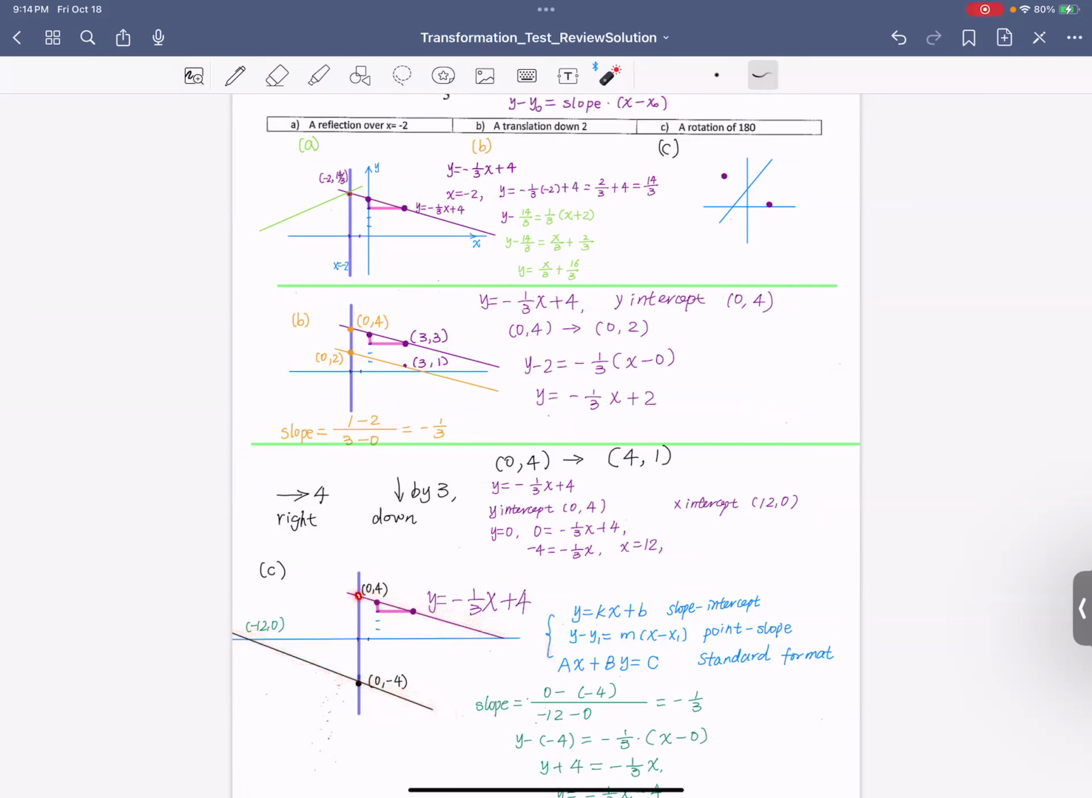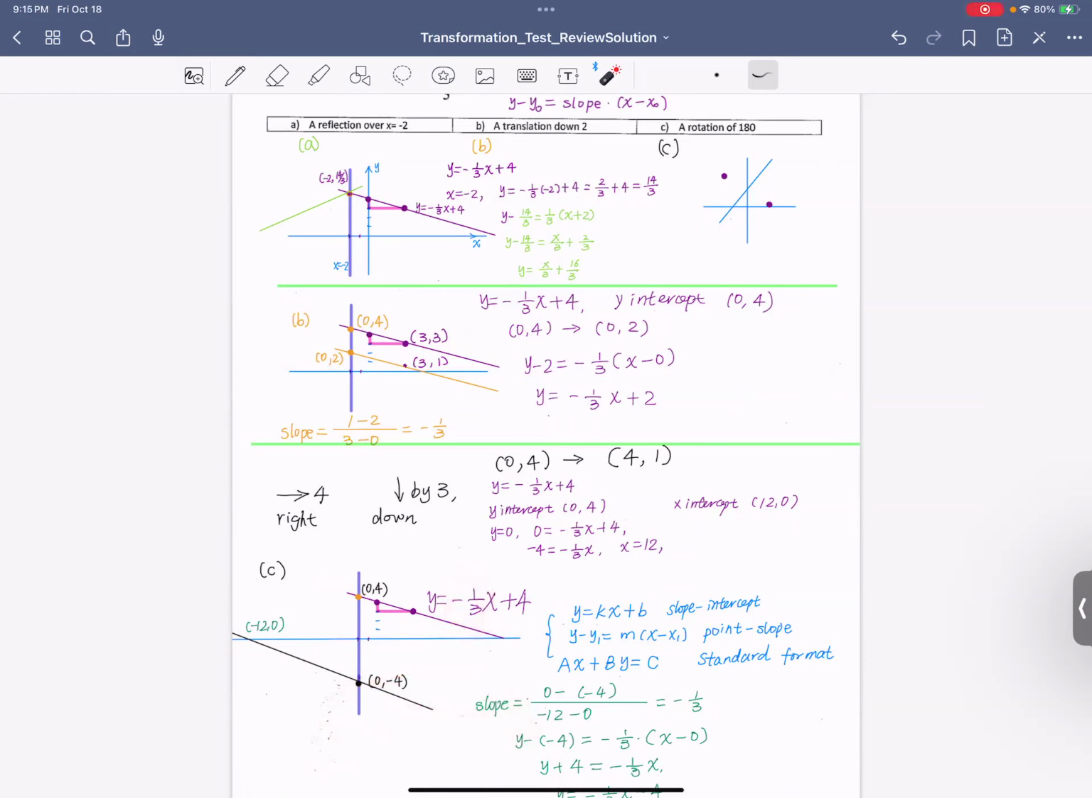Yes. This point rotated 180 comes to here. If you know this guy's x-intercept is (12, 0), rotated by 180, it comes to (-12, 0). And you connect this and this must be parallel. So you can get this one very fast. What's the line equation? Y equals? Y equals -1/3 x minus 4. You got it. Very nice.